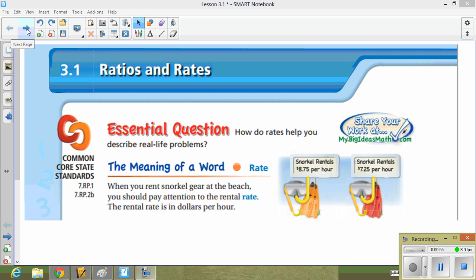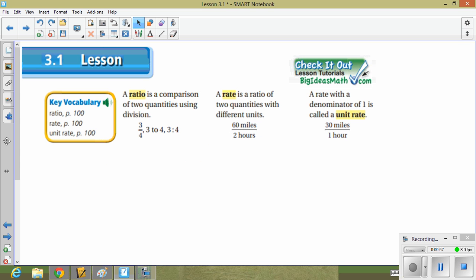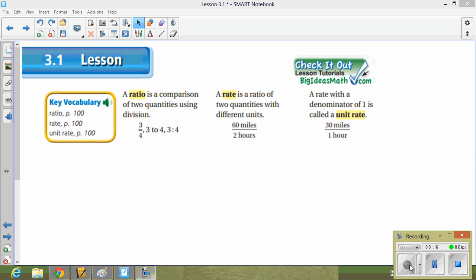So let's get started. We have three vocabulary words that most of you should be familiar with at this point, and you can find them on page 100 in your math textbook. A ratio is a comparison of two quantities, so we're comparing 3 to 4. A rate is a ratio of two quantities. Remember, ratio is just a fancy word for fractions.